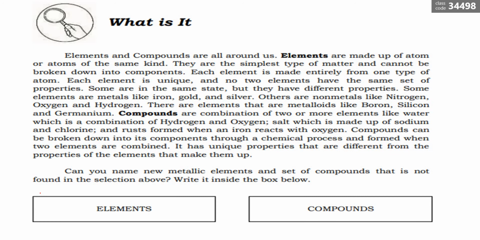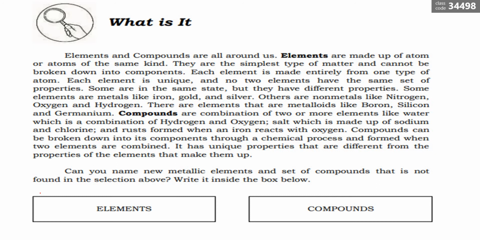Some elements are metals like iron, gold, and silver. Others are non-metals like nitrogen, oxygen, and hydrogen. There are elements that are metalloids like boron, silicon, and germanium. Let's talk about compounds. Compounds are a combination of two or more elements like water, which is a combination of hydrogen and oxygen. How about salt, which is made up of sodium and chlorine? And also we have rusts. It was formed when an iron reacts with oxygen.